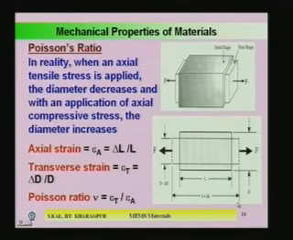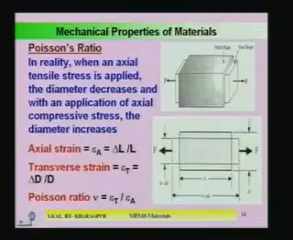Now, Poisson's ratio is another important parameter which is required for the stress-strain analysis of silicon for mechanical microsensors. Poisson's ratio is defined as follows: when an axial tensile stress is applied, the diameter decreases. With the application of axial compressive stress, the diameter increases. When I defined the axial strain, I told you the diameter is not changed, only the length changes, but in reality that is not the fact.